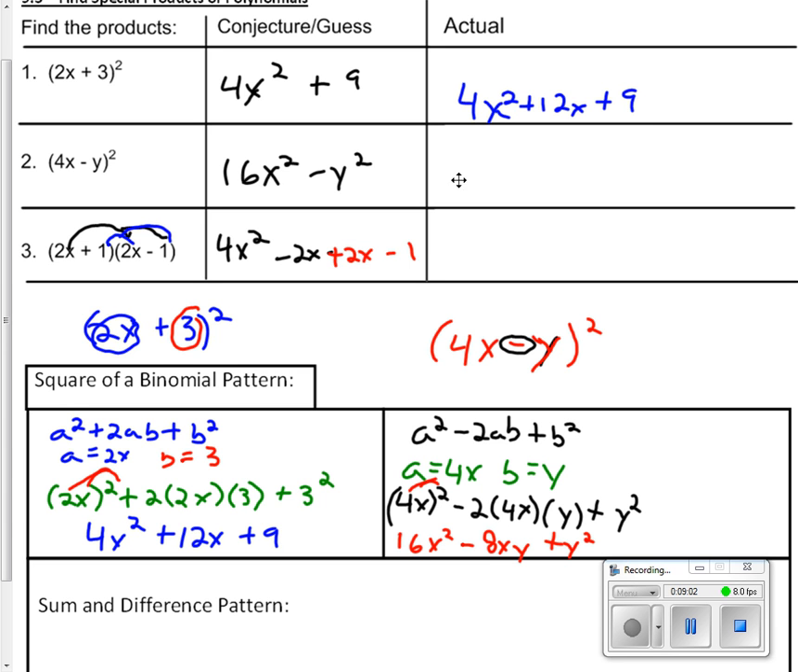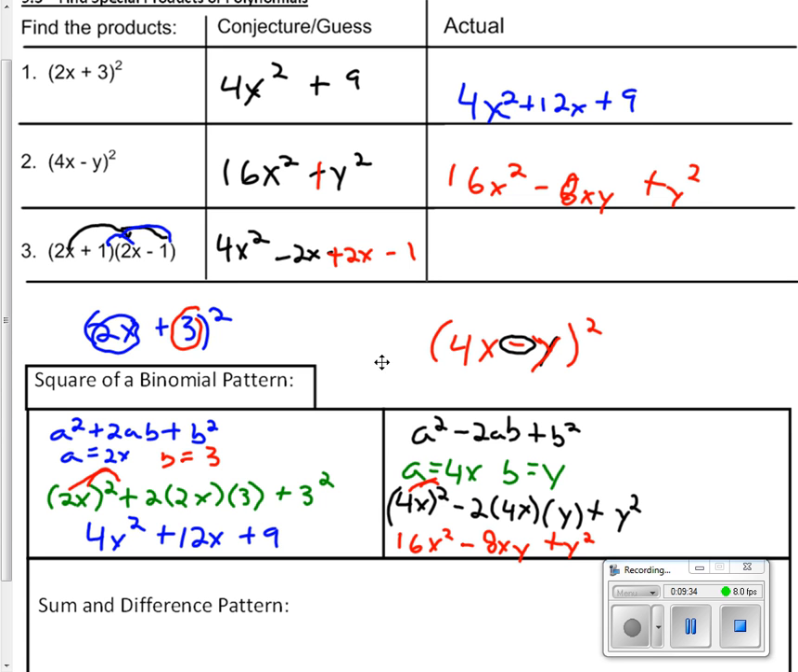So when I look at how I started and my guess, I did have the 16x squared. I didn't have the minus 8xy that came up when I went through the process, but I did have this plus y squared. And again, I didn't know if you were going to put this part of it, so I said you could have minus, some of you might add plus. So what's happening here is we're getting that last term.